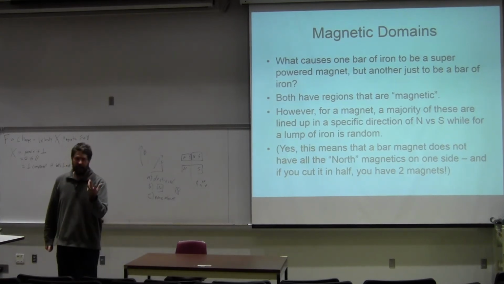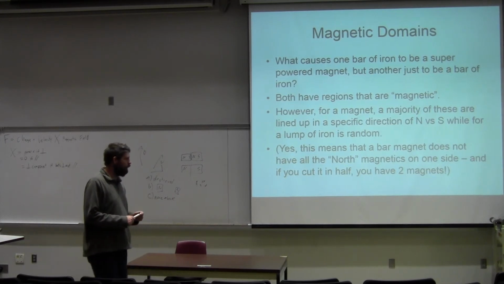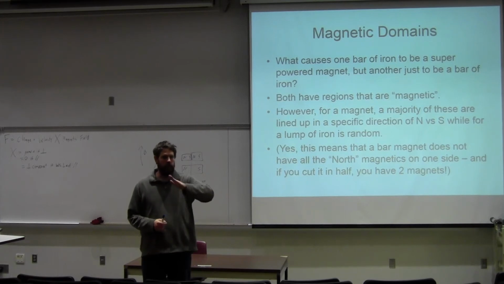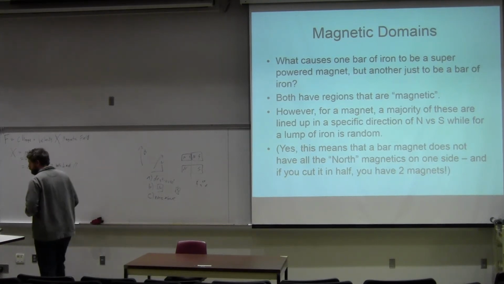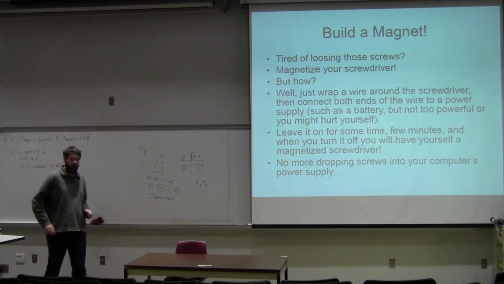So in order to magnetize something, which is where I'm going with this, all you have to do is find a way to line up those magnetic dipoles. So how do you do that? Well, you do it with electricity. So here's how you build your very own magnet.